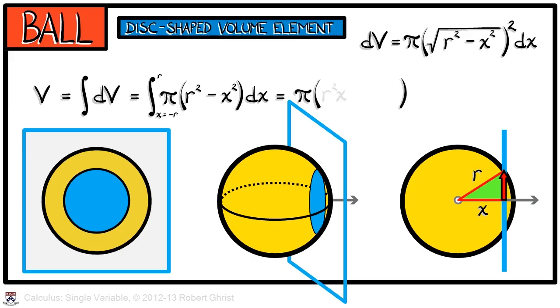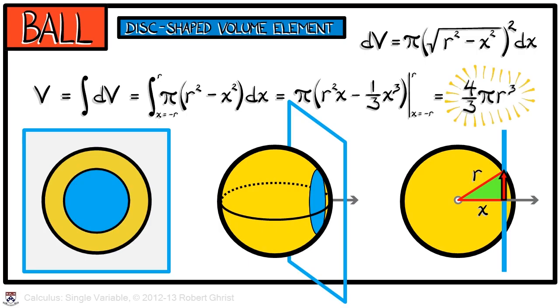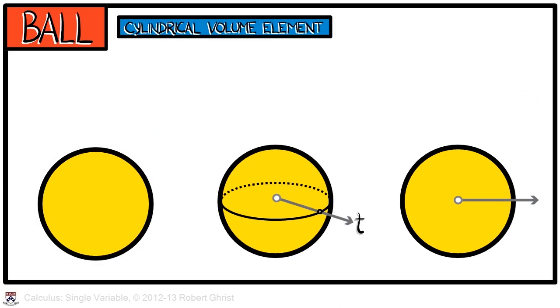This integral is very straightforward, yielding pi times r squared x minus 1/3 x cubed. Evaluating that from negative r to r leads, with just a little bit of algebra, to the familiar formula, 4/3 pi r cubed. There's more than one way to derive this volume formula. Let's look at a different method.